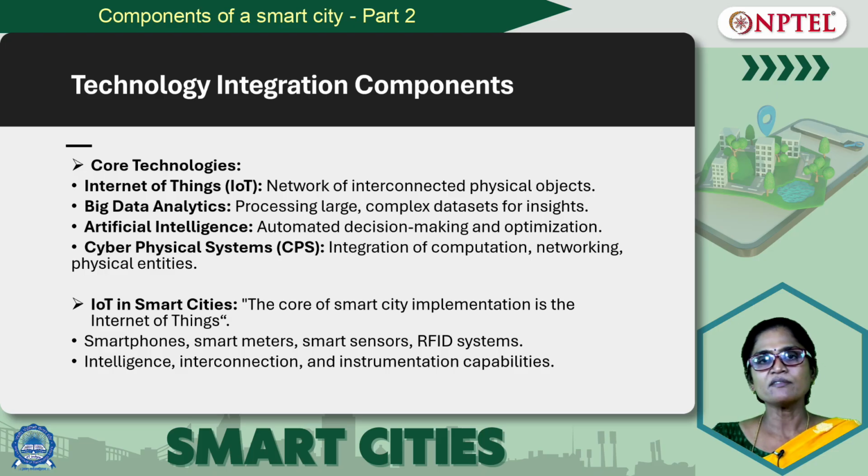One is intelligence, which means it should process the information. It should have interconnection, which means devices are connected, so the entire thing is connected devices. And then instrumentation, like physical devices. All three are very, very crucial, and this combination creates a powerful system, right?